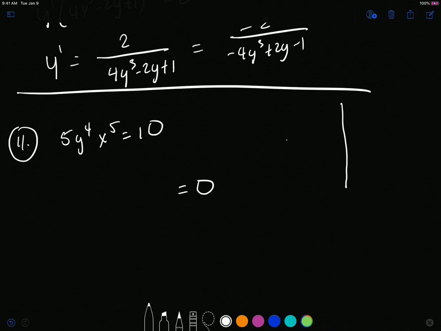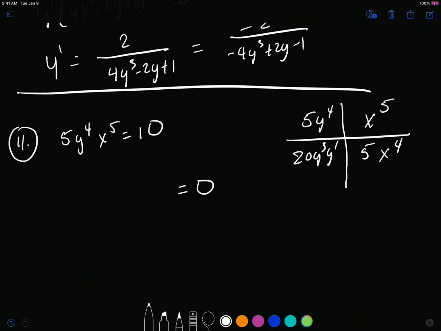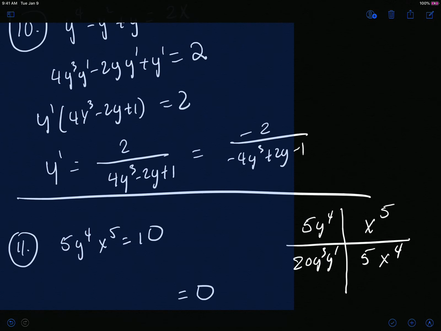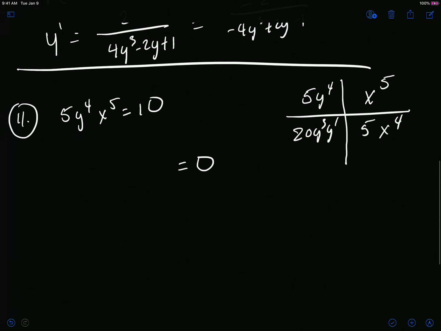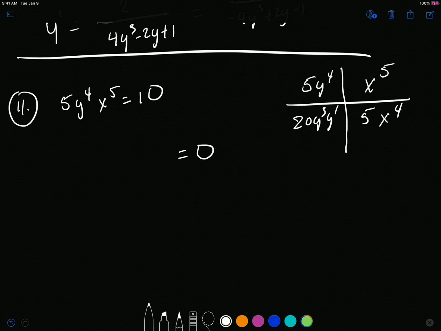But you know, we have a graphic organizer that helps. 5y to the fourth is the first term. x to the fifth is the second term. You take the derivative of each. That's 20y cubed y prime. And then that's 5x to the fourth. And then you multiply, starting with the lower left box to the upper right box. And so that means that you multiply these two together first.